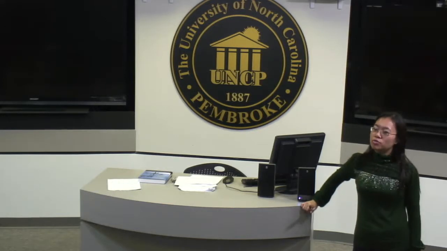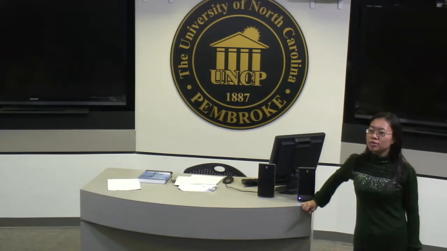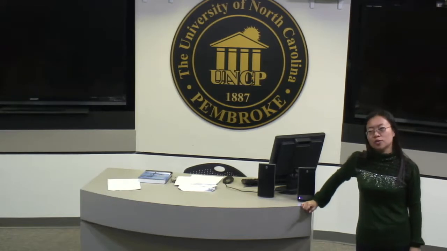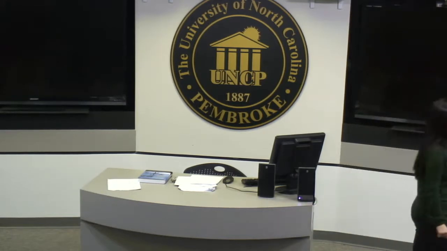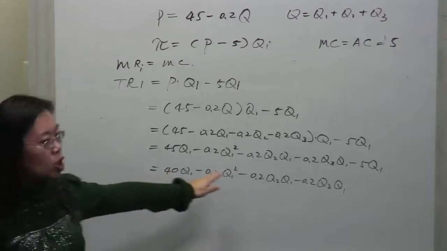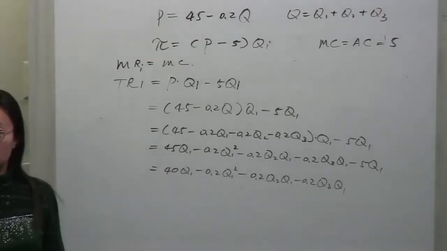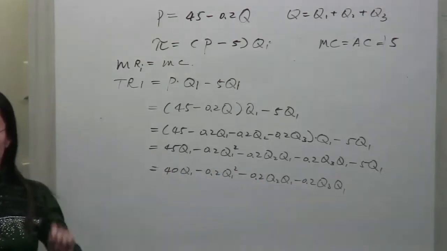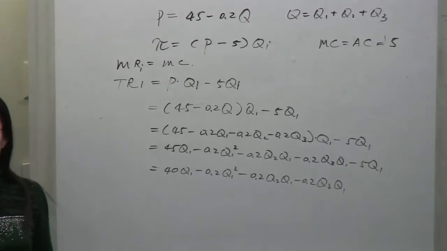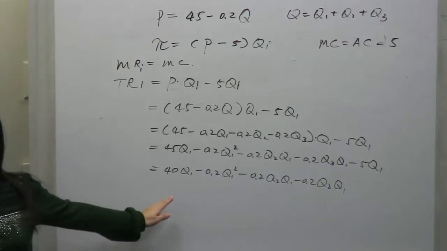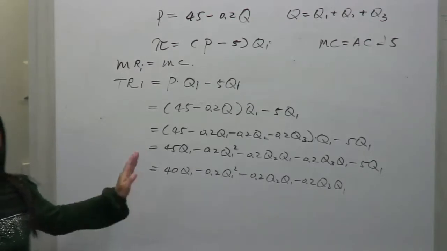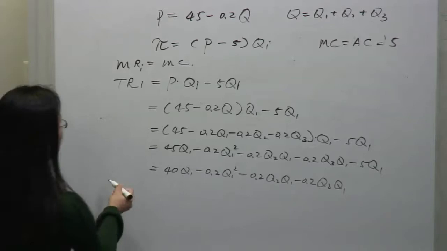Why do we derive the total revenue? So you can find the marginal revenue. So how do we find the marginal revenue from the total revenue? Derivative. Good, so you know that, right? So you take the derivative of this whole thing with respect to which variable? Q1. Okay.